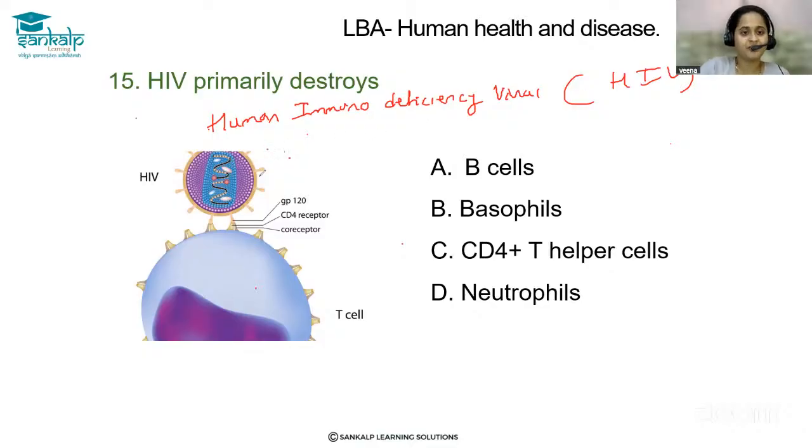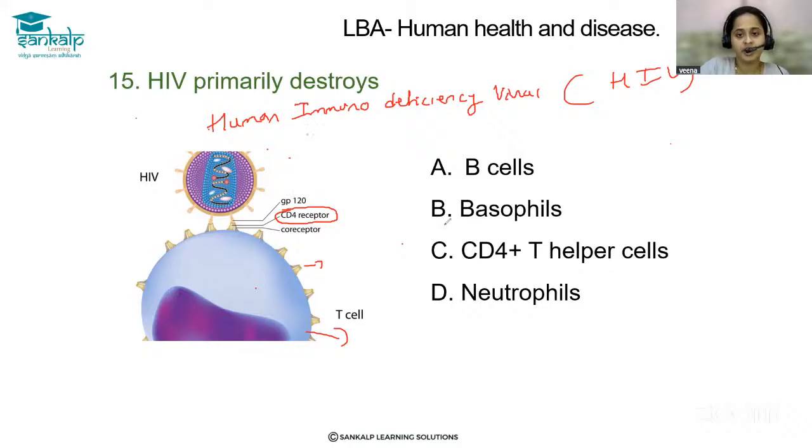This virus has genetic material inside it, and it is going to directly destroy. If you observe, this is the T cell. On the T cells, there are receptors and co-receptors. These receptors are called CD4. By destroying this receptor, it is going to kill this T cell. So the HIV primarily attacks the T cells.